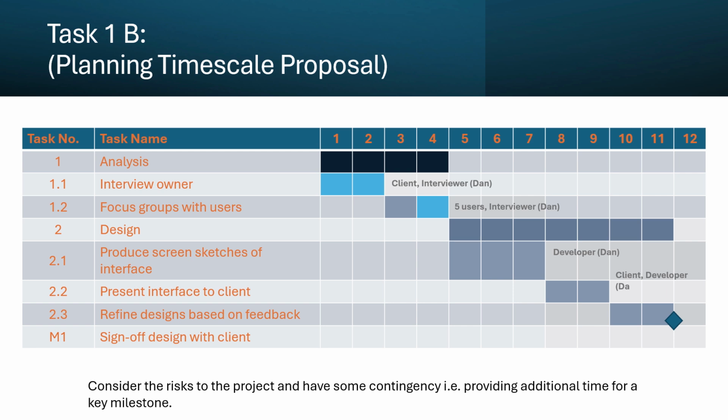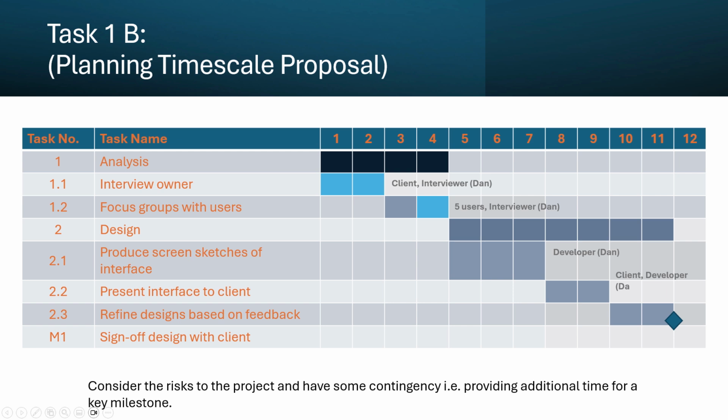If we look at this example, this has the task number. The tasks have been numbered quite clearly. The tasks have been given names. They haven't emphasized the design and development stage, but you can see the number of weeks that have been allocated. They've looked at the key milestone.